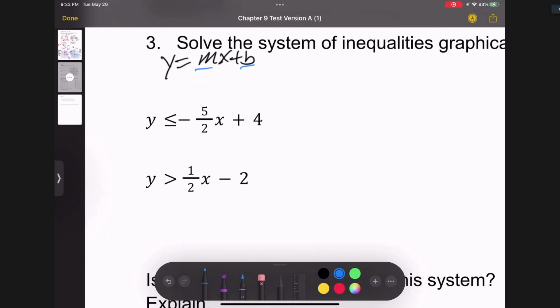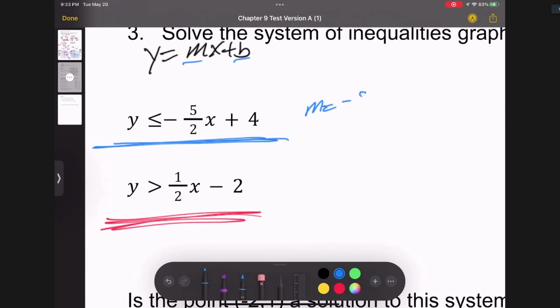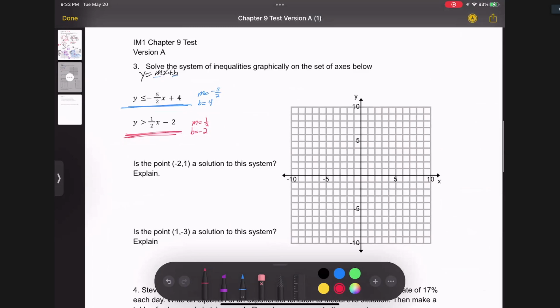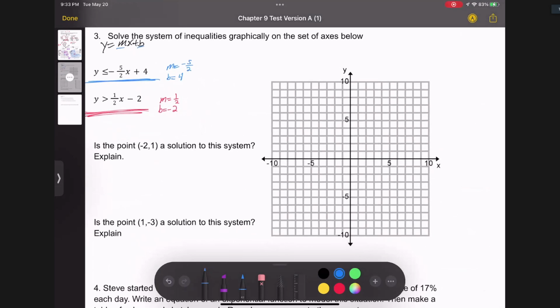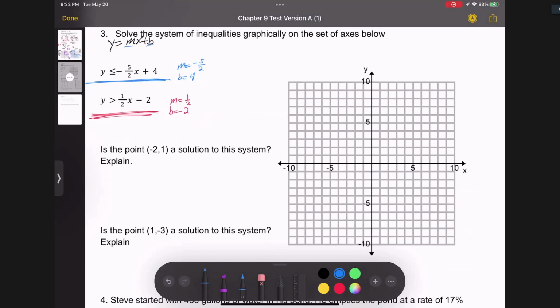Now, I'm going to color code this one blue and this one red. So my slope for this one is going to be -5/2, and my b value is going to be +4. My m value for the other is 1/2, and my b value is going to be -2. Now, we have to graph these inequalities. Let's graph the blue one first.